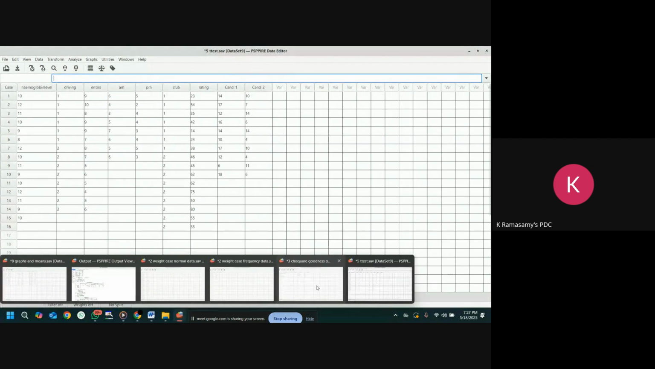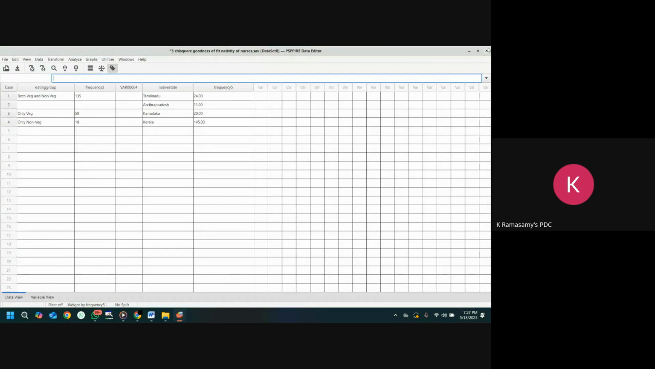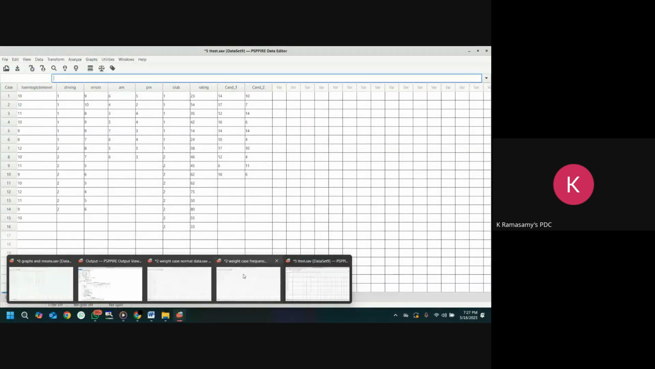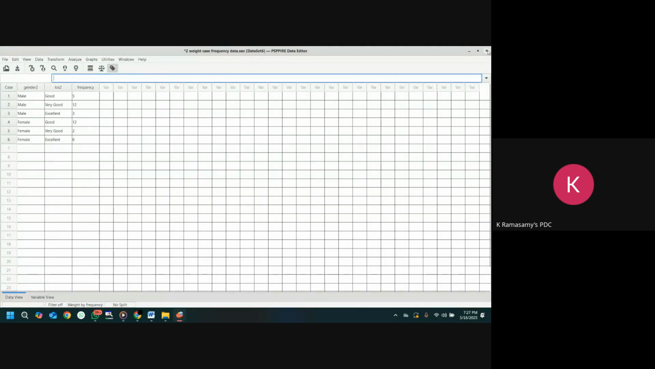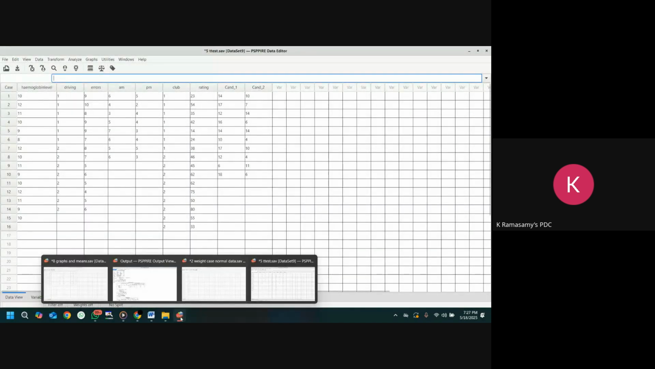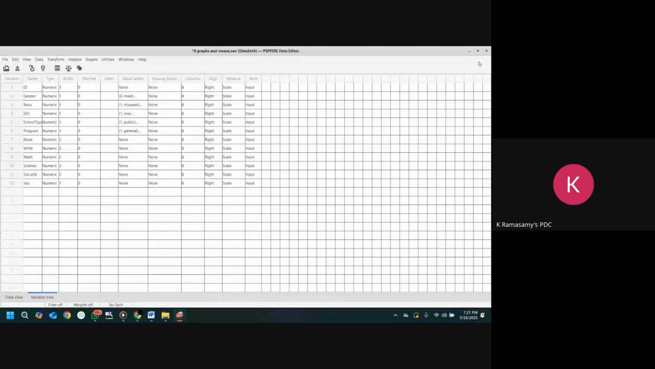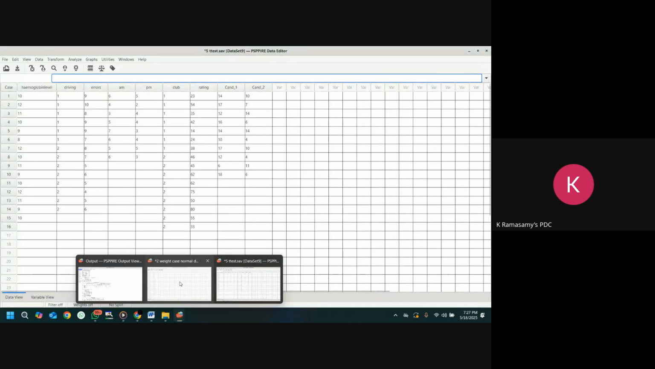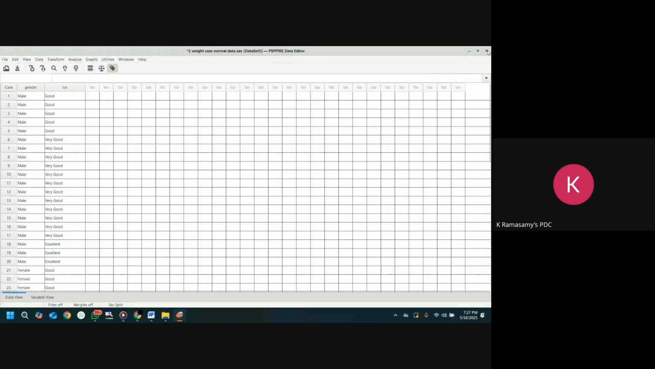Let this be open. Chi-square, let me close this because we may not need it further. Weight case frequencies, I'll close it because I don't need it for the sessions. Then graphs and means, let me close that window also. I don't need it now. Fine. I'll close the weight case norm window also. I got only one window called t-test.